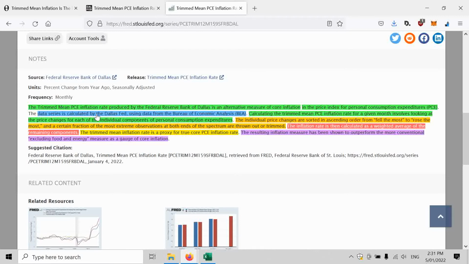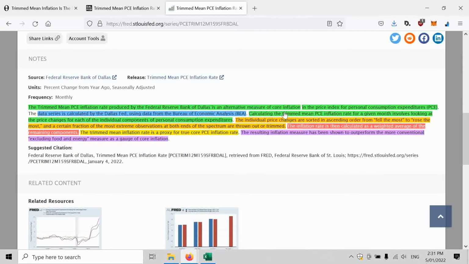The data series is calculated by the Dallas Fed using data from the Bureau of Economic Analysis, BEA. Calculating the trimmed mean PCE inflation rate for a given month involves looking at the price changes for each of the individual components of personal consumption expenditure. The individual price changes are sorted in ascending order from fell the most to rose the most, and a certain fraction of the most extreme observations at both ends of the spectrum are thrown out or trimmed. The inflation rate is then calculated as a weighted average of the remaining components.